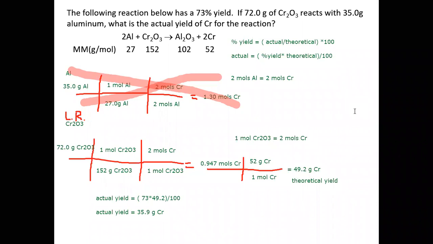Just one correction here. The molar mass of chromium is 52. I'd accidentally put 53. But the mass of chromium is still the same. It doesn't change. So on that note, that concludes the lecture on stoichiometry.